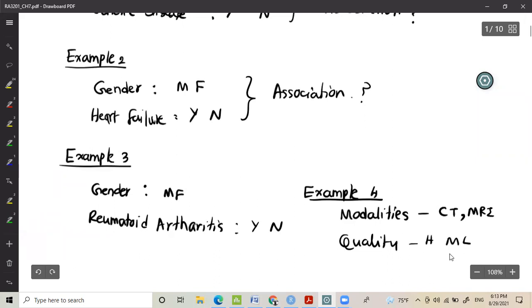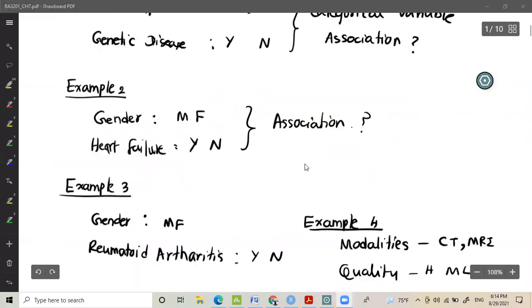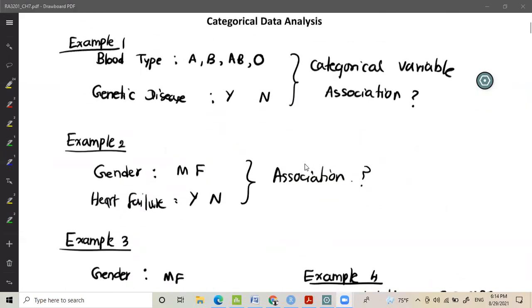Okay, so we can test whether there is an association between getting a high quality, low quality, or medium quality, depending on the modality of your X-ray. Very good. Now we have a couple of examples. I'm sure you can understand why it is important to know some techniques on how to identify this association.